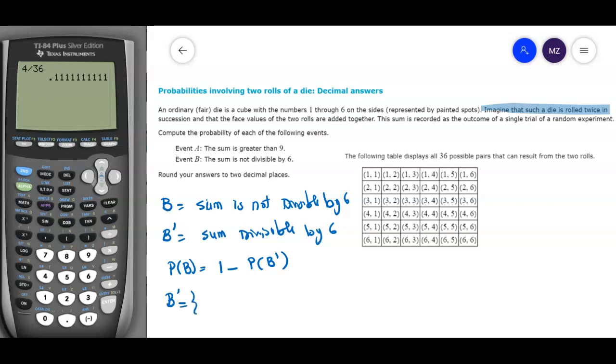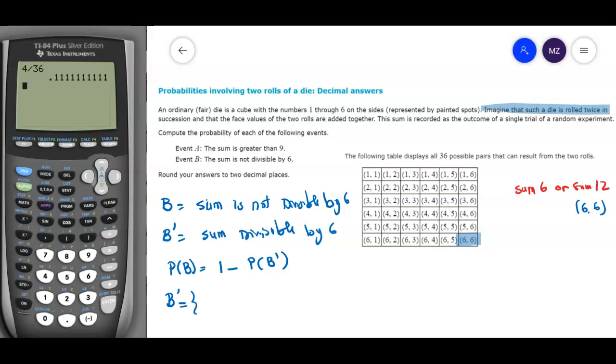So I'm going to open the set. I'm going to go to my table and I'm going to see how can I get divisible by 6. So if it is divisible by 6, so the sum must be either 6 or the sum must be 12. That's the maximum we can get. So the sum 12 is easy to figure out, is 6 and 6. So this is going to be 6, 6.